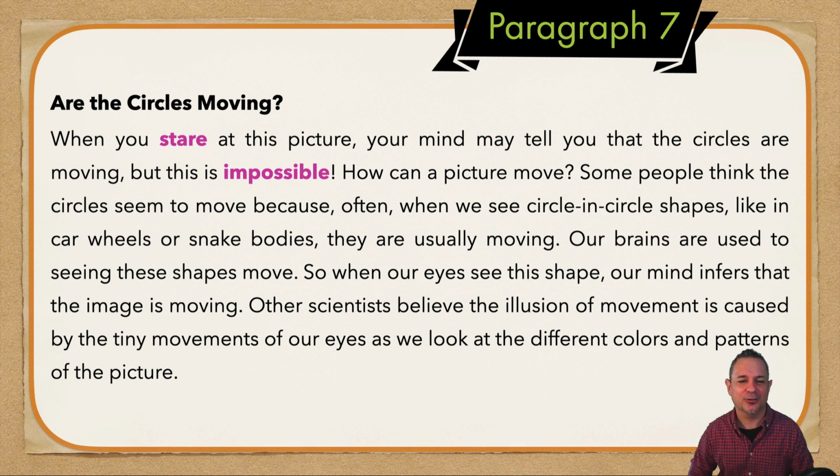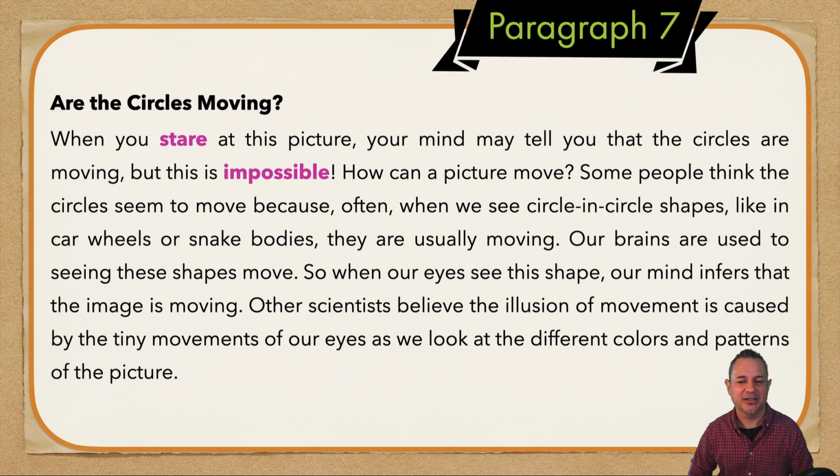Some people think the circles seem to move because often when we see circle in circle shapes, like in car wheels or snake bodies, they are usually moving. Our brains are used to seeing these shapes move. So when our eyes see this shape, our mind infers that the image is moving.